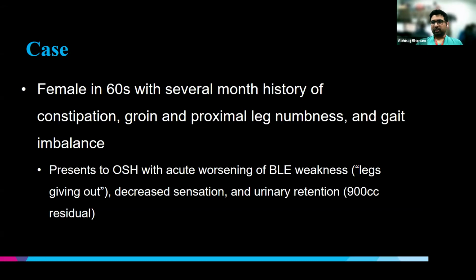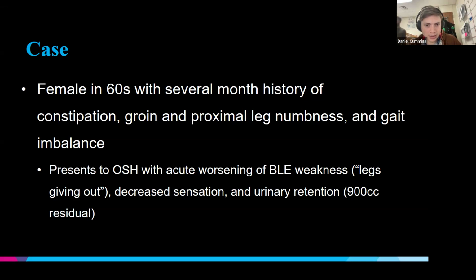All right, so we'll first start with a case. We'll start with Dan. Can you go through this case? Sure thing. Thanks, Abhi. So a female in her 60s with several month history of constipation, groin and proximal leg numbness, and gait imbalance. Presents at an outside hospital with acute worsening of bilateral extremity weakness, giving out, decreased sensation and urinary retention.